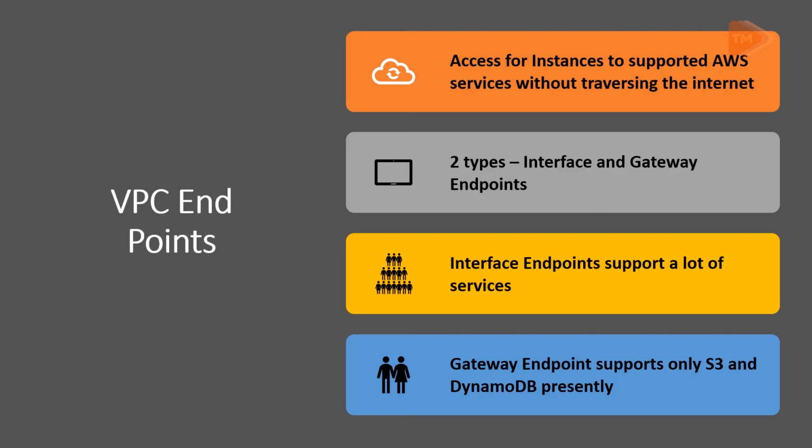The gateway endpoint is supported for S3 and DynamoDB only, presently. But since we will be using S3, let's check out if we can create a gateway endpoint in the practical session. So interface endpoint and gateway endpoint are the two VPC endpoint solutions that we'll be looking at. Like I said, it's basically allowing your AWS instances to connect to supported AWS services without traversing the internet. So that is what a VPC endpoint is.